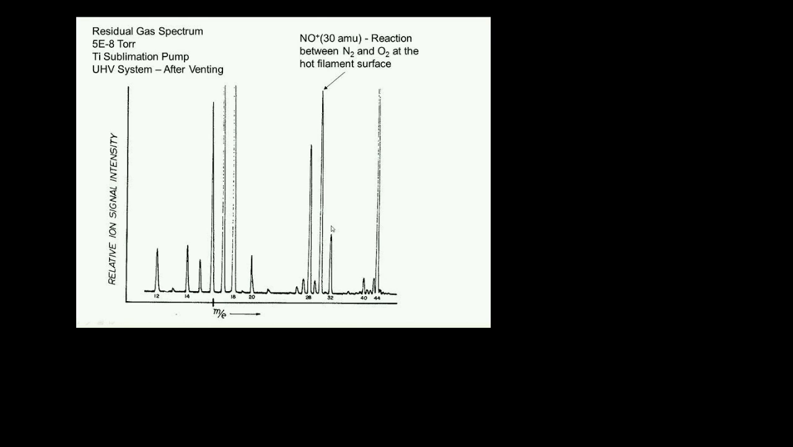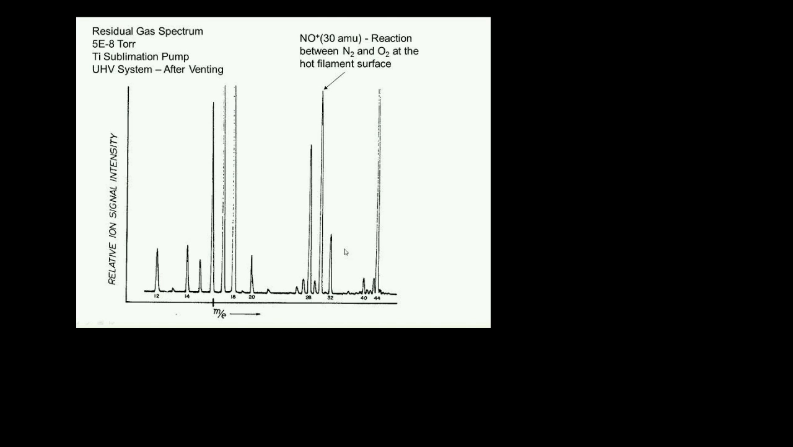So what is happening in this case? The nitrogen and the oxygen that are going into the system are reacting with the incandescent titanium, breaking apart into nitrogen and oxygen atoms and recombining to form nitric oxide, NO. That NO then is getting to the RGA and getting detected. So that's why every time that air comes in, nitrogen and oxygen are present, and 30 AMU comes out.